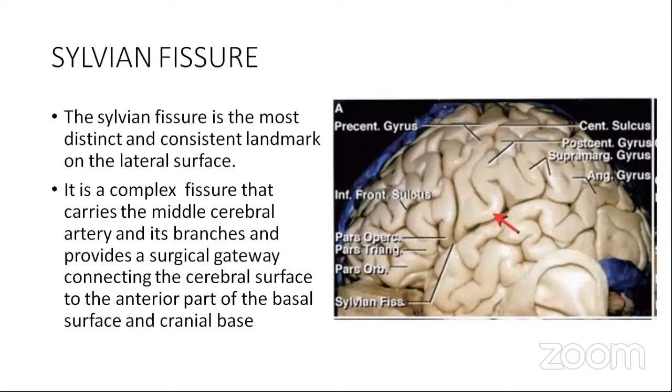So, the Sylvian fissure is the most distinct and consistent landmark on the lateral surface of the brain. It's a complex fissure that carries the middle cerebral artery and its branches and provides a surgical gateway connecting the cerebral surface to the anterior part of the basal surface and cranial base. As we can appreciate, this is a cadaveric dissection showing the lateral surface of the cerebral hemisphere. This would be anterior, this would be posterior. And we can appreciate a fissure on the lateral surface, the most consistent, the most prominent fissure. This is the Sylvian fissure.